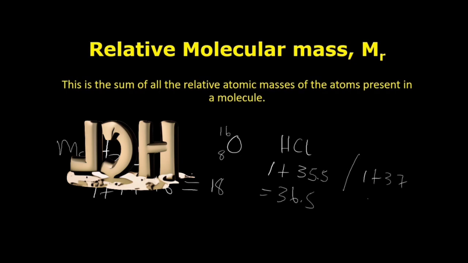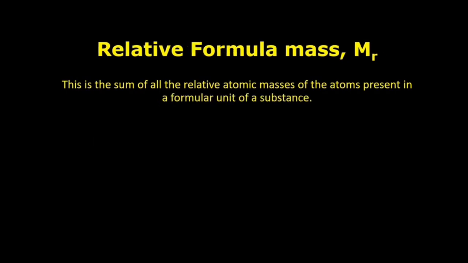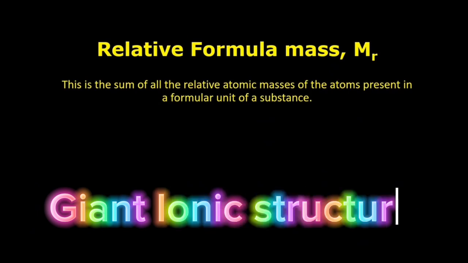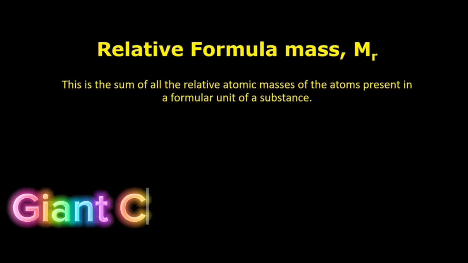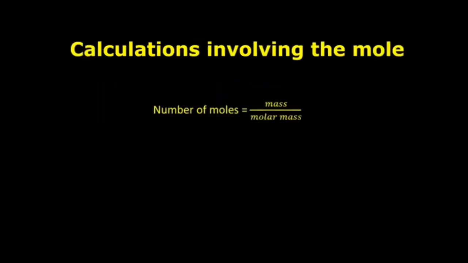And the relative formula mass is the sum of all the relative atomic masses of the atoms present in a formula unit of a substance, which is basically the same as relative molecular mass, except that it's mainly used for giant ionic or giant covalent structures, but it's basically the same as relative molecular mass. Now let's move on to calculations involving the mole.